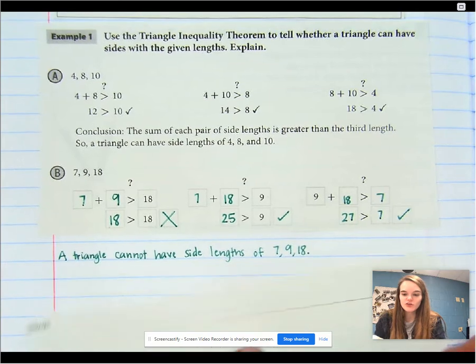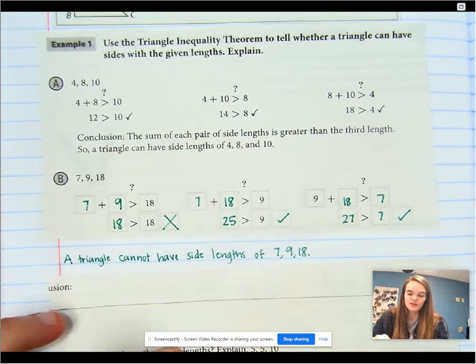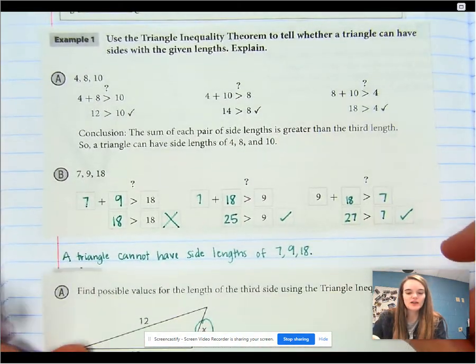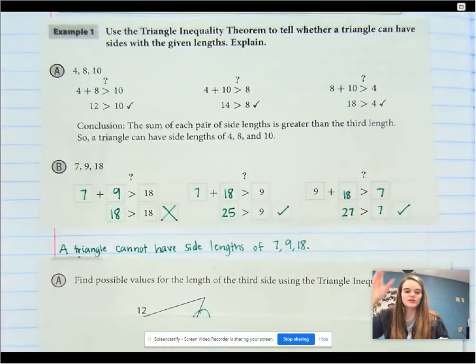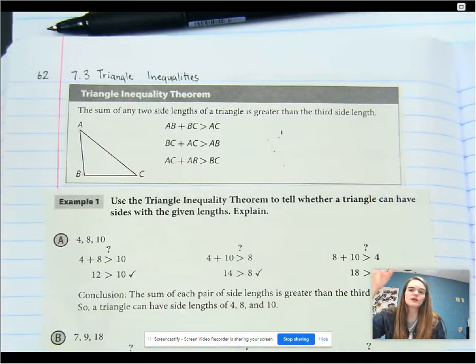Tomorrow, we're going to finish the triangle inequality theorem, not theorem. We've done the theorem today. We're going to finish this lesson by talking about side lengths and angle measures. So we'll finish this lesson tomorrow. So go ahead and start on the assignment after you have folded this up and completed that.